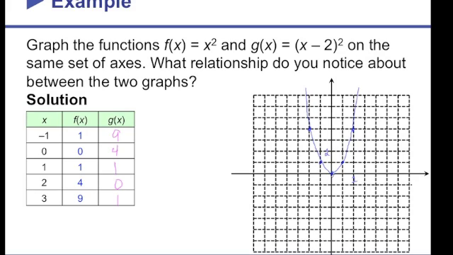Graphing these points, negative 1, 9, 0, 4, 1, 1, 2, 0, 3, 1, and we know this is a parabola, so we're going to continue that shape on. And this time we moved 2 to the right.